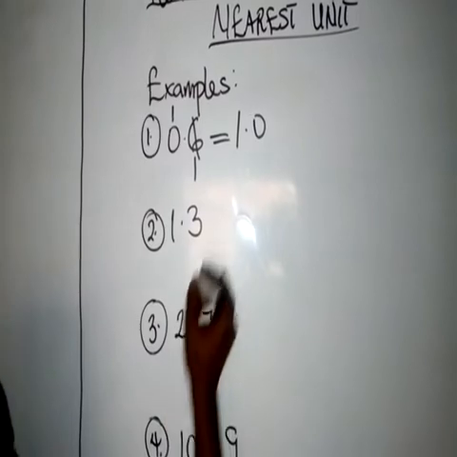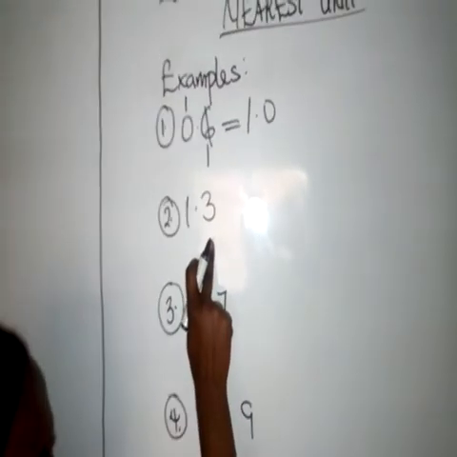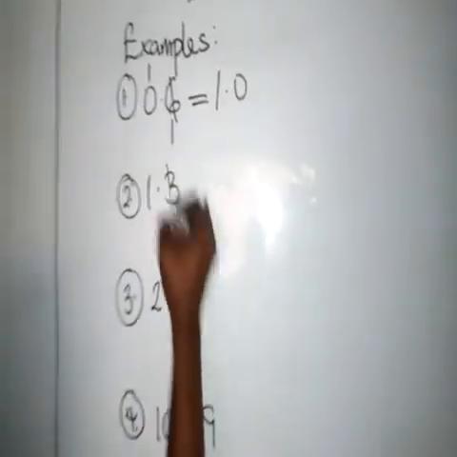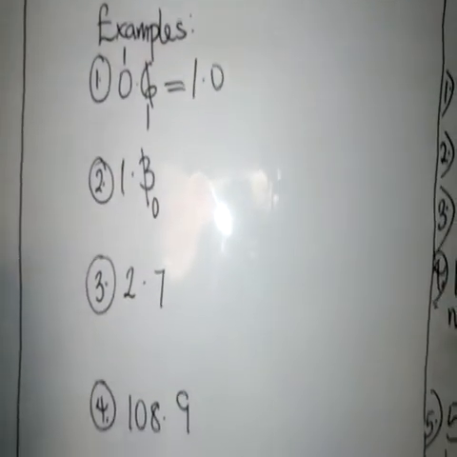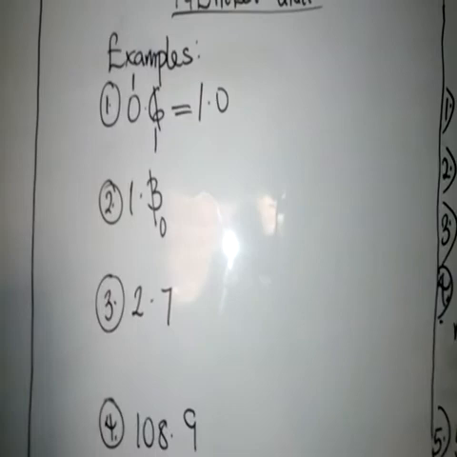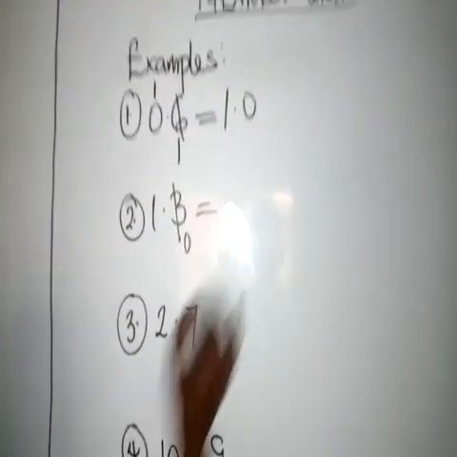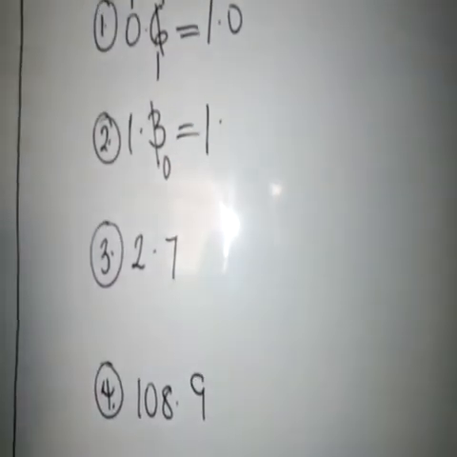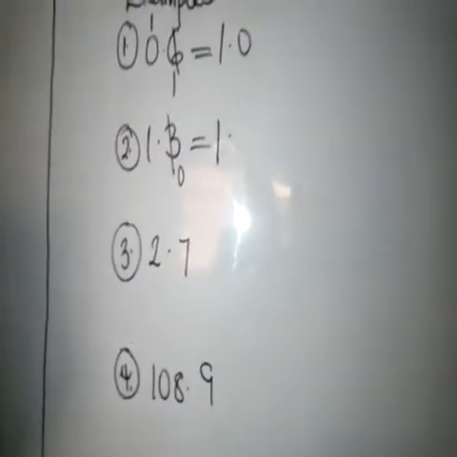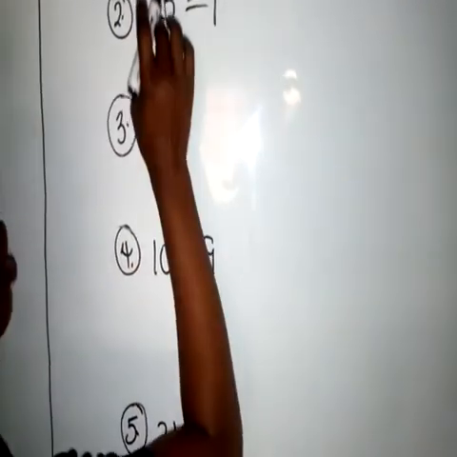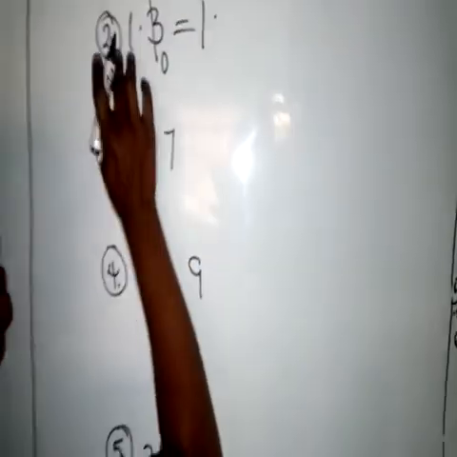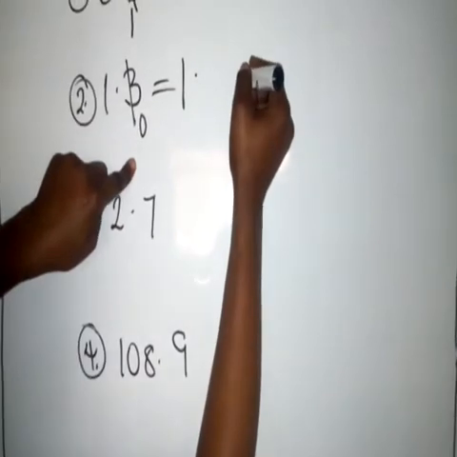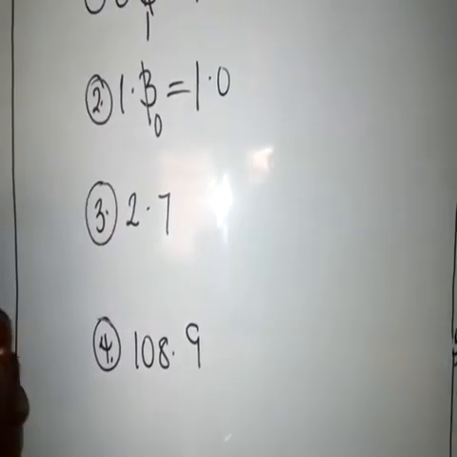Now, number 2. Is this 3 up to 5 or more than 5? It is not up to, so it is cancelled and remains 0. It cannot be rounded off to 1. So 1 remains as it is. So you're rounding off, your 1 remains 1, and your 3, because it's not up to 5, becomes 0.